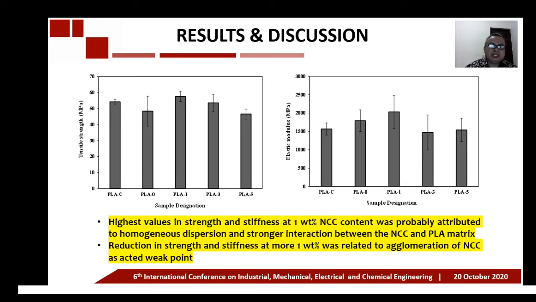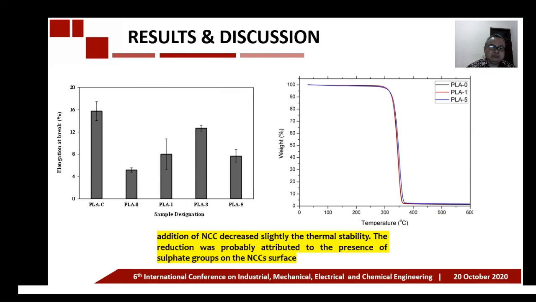But if we add more than 1 weight percent, the strength and stiffness decrease. Why decrease? I think this was related to the agglomeration of NCC acting as a weak point. So this is the result of the tensile test, elongation at peak also. The highest elongation at peak was obtained at 3 weight percent NCC. After that, the elongation decreases.